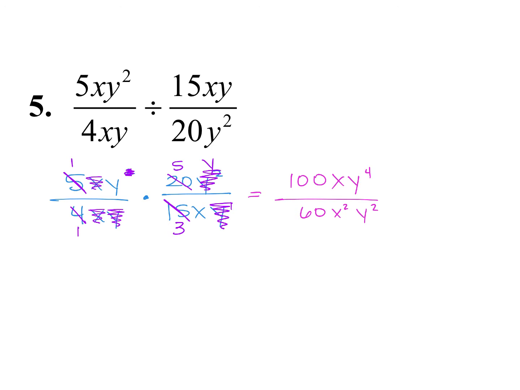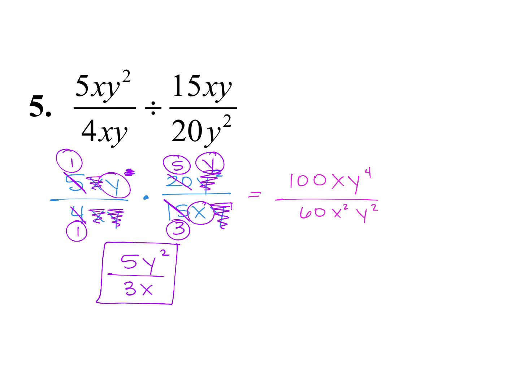And I think that's it. So you have 1 times y times 5 times y. So that's 5 times y squared. And then it's 1, 3, and x. So that would be 3x. And you get that. Like I said, you could just reduce this. 100 over 60 would reduce to 5 over 3. You would have an x on bottom and a y squared on top. So that's up to you, which way you like better.